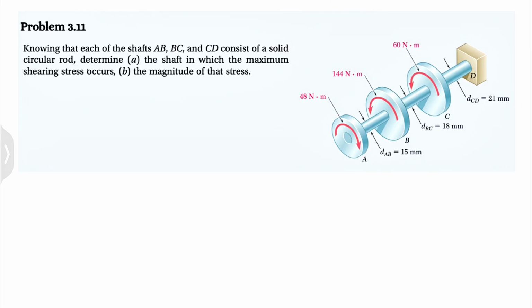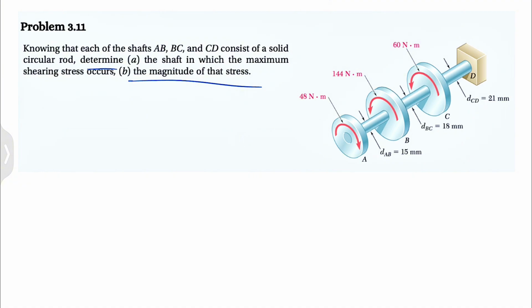Alright guys, welcome back. We're going to be solving another question from the third chapter of Mechanics of Materials by Beer and Johnson. We have question 11 from chapter 3, and we know that each of the shafts AB, BC, and CD consists of a solid circular rod, and we need to determine in part A the shaft in which the maximum shearing stress occurs. So we have three different shafts, AB, BC, CD, and we need to determine which one has the maximum shearing stress, and in part B we just have to report the magnitude of that stress.